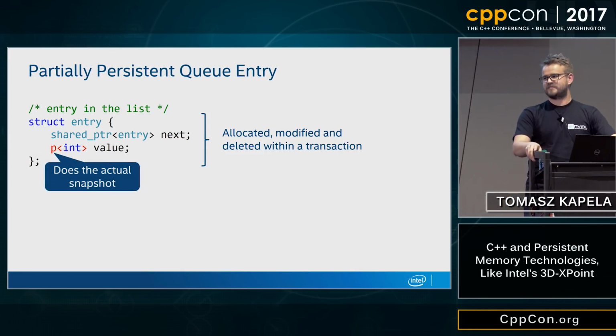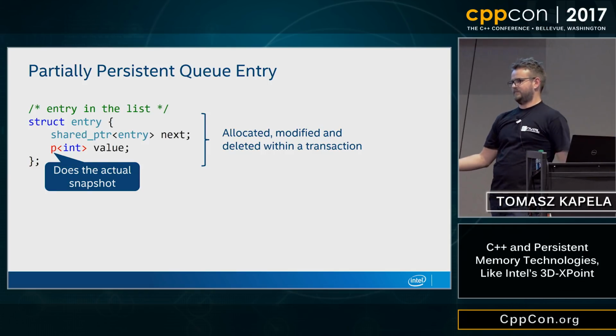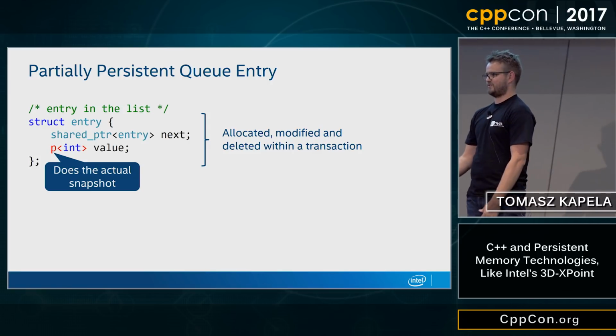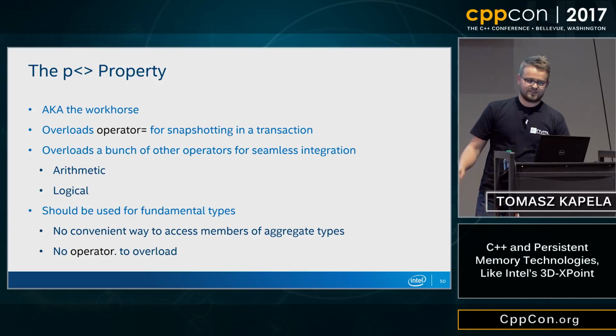You probably see where this is going. You need to do this. What P does is it overloads the assignment operator. And the assignment operator is a good trigger point because it probably means you're going to write something to it. So you're going to change the value. If you're going to change the value, then I inadvertently have to do a snapshot of the old value.